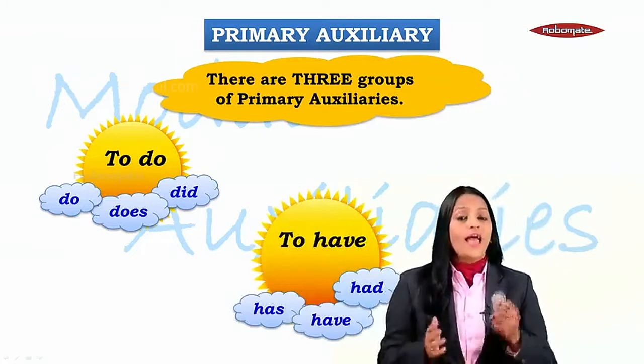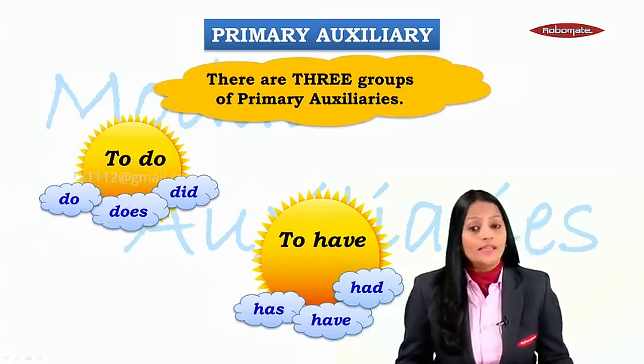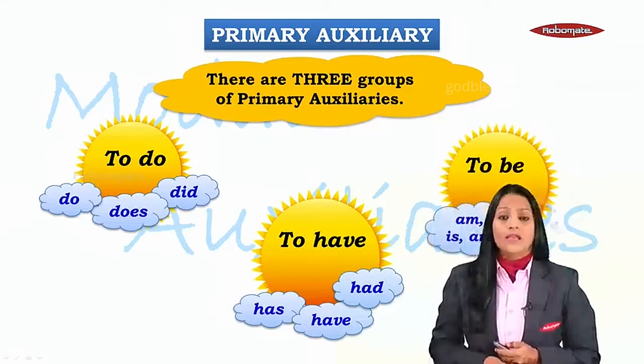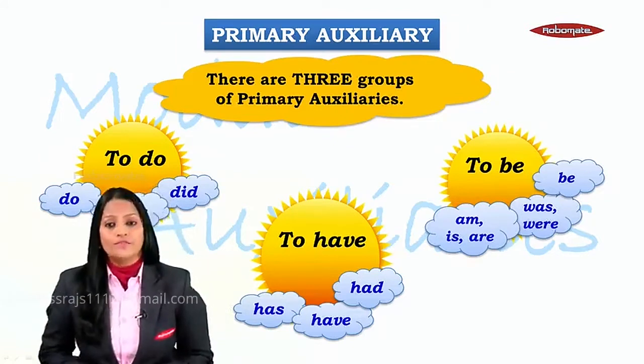The other verb, which is an example of primary auxiliaries, is to have. And what are the forms? Have, has, had. Meaning I have, you have, and he has. Past tense is had. And the third one is to be. So I am, you are, he is, and past tense is was, were, and again in future we use the be form. So the to be verb has all these forms.